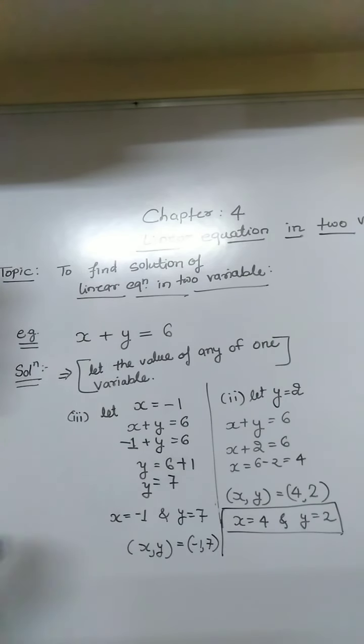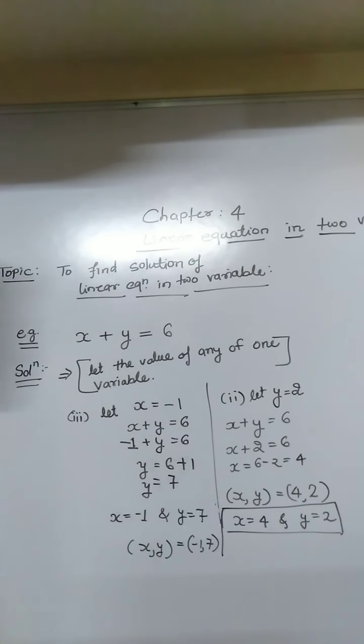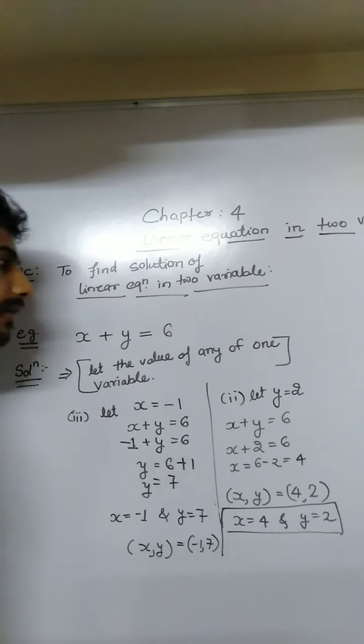So this way you can take any real value for any of the variables. Either we can take a value for x or we can take a value for y. And this way we can find the solution for a linear equation in two variables.